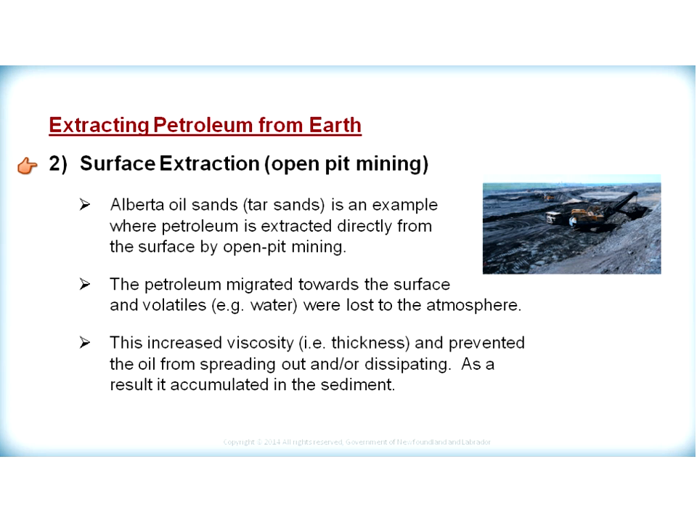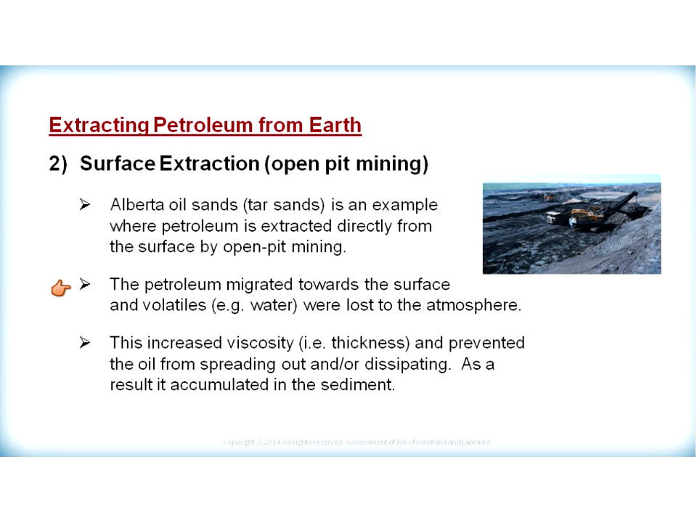The second method of extracting petroleum from the Earth is called surface extraction. Surface extraction is more commonly called open pit mining, and this is the case in Alberta, where the Alberta oil sands is an example, where petroleum is extracted directly from the surface by open pit mining.